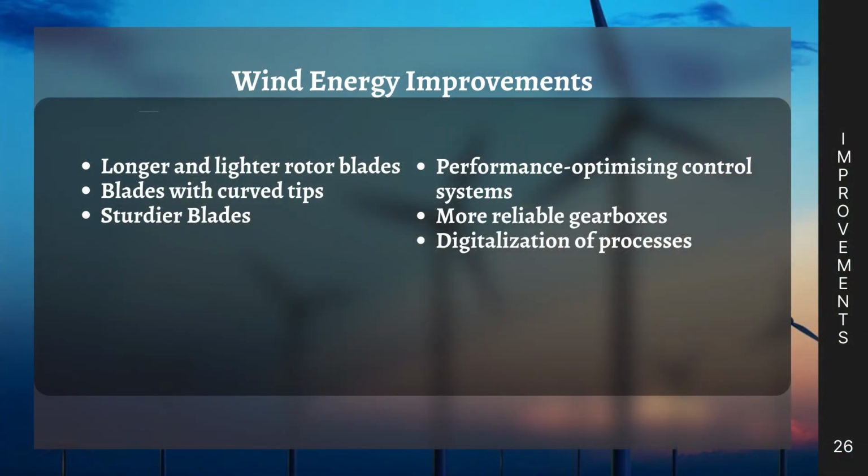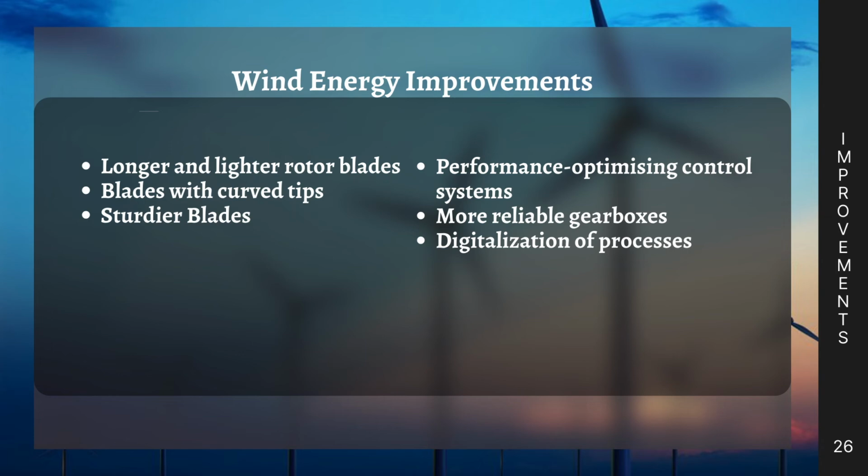Wind energy improvements. Here are some improvements done in wind energy. First is longer blades, meaning it can catch more available wind even on areas with relatively less wind. Second is blades with curved tips, which are able to take advantage of wind speeds, and the rotor will operate at a broader range and generate higher maximum torque.